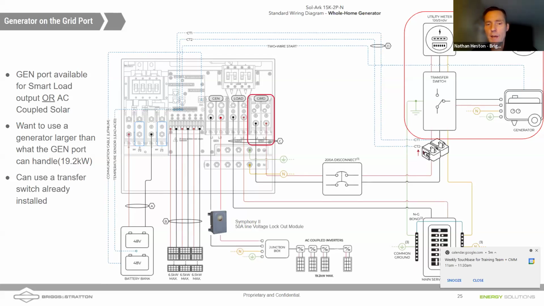So a great way to stop that is to use one of these lockout modules. I think they're about $100, $120 for one of these lockout modules.